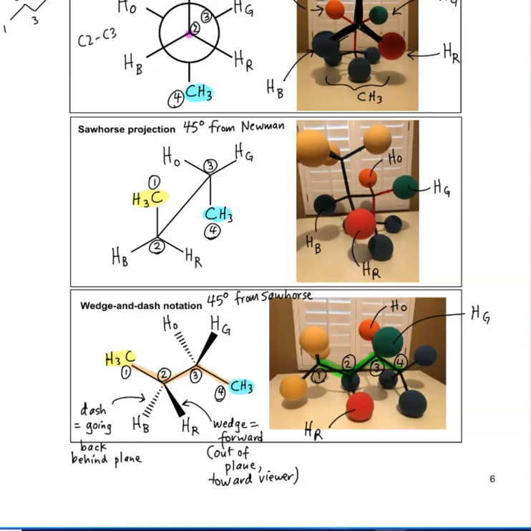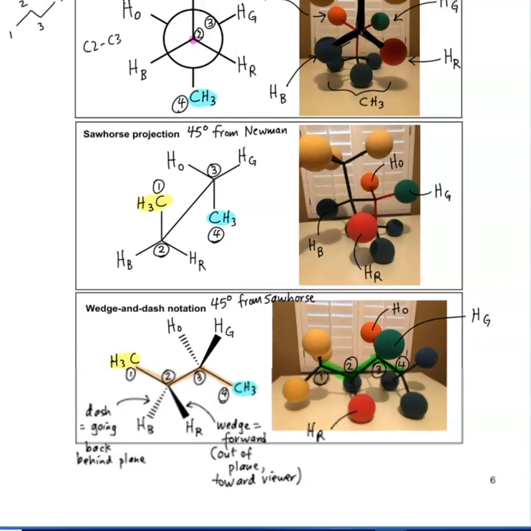So you should repeat this exercise with your own models and work through it. You can use a blank copy of this and just work through the exercise, changing the orientation, changing your viewpoint of each structure so that you can track and go from a Newman projection to a wedge and dash notation. Typically, one of the easy ways to do that when you're starting out is to go through the sawhorse, but you don't always have to do that. Okay, let's apply what we know to the conformational analysis of butane. So we're going to continue our discussion of butane.